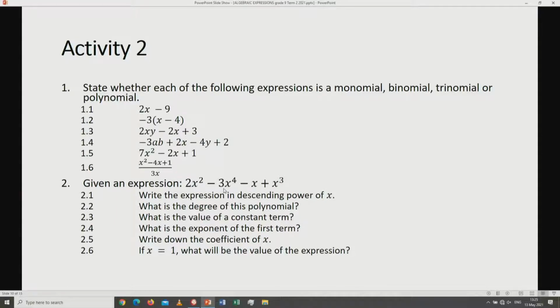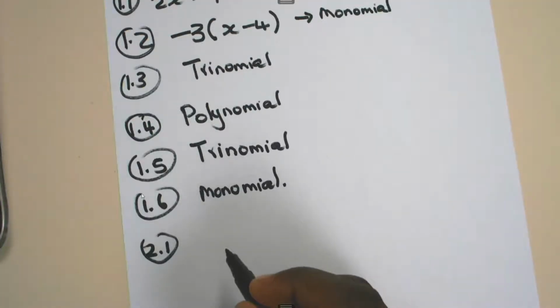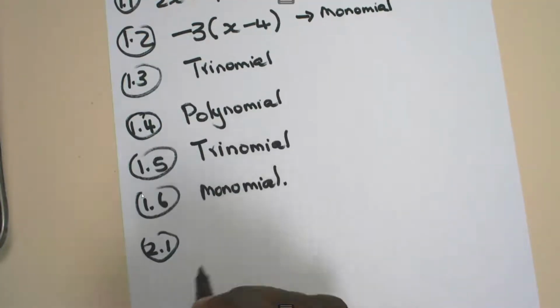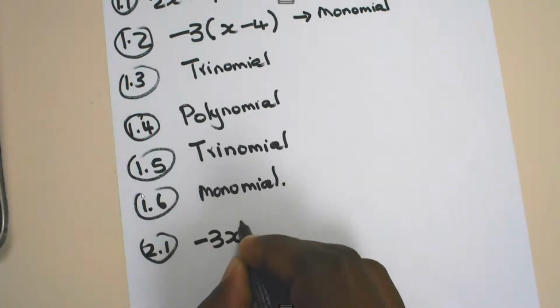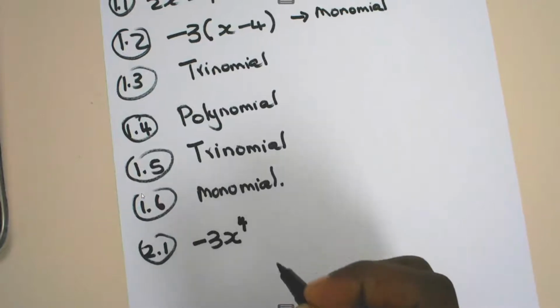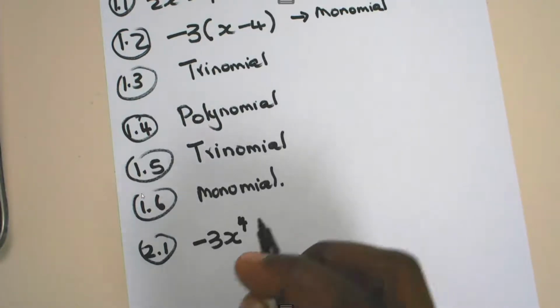2x squared minus 3x to the power 4 minus x plus x to the power of 3. So 2.1 says, write the expression in the descending power of x. Therefore, you start with the highest exponent. So let's check, which one is the highest exponent? It is exponent 4, which is going to be negative 3x to exponent 4. Which one is next? It is exponent 3.